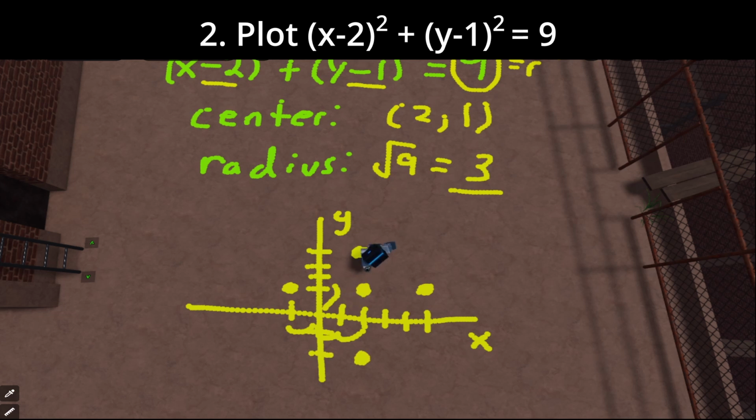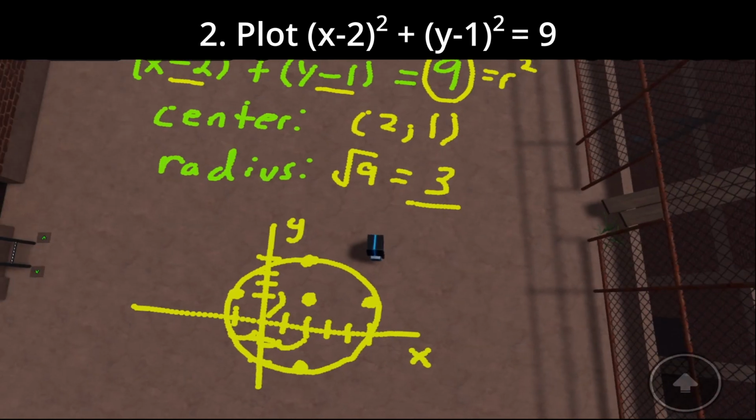So now I can just connect all these points in a circle and leave that center there. So I'll just do my best sketch of this. And that's it. That's the circle we have for this equation. So I can just label a few of these points.